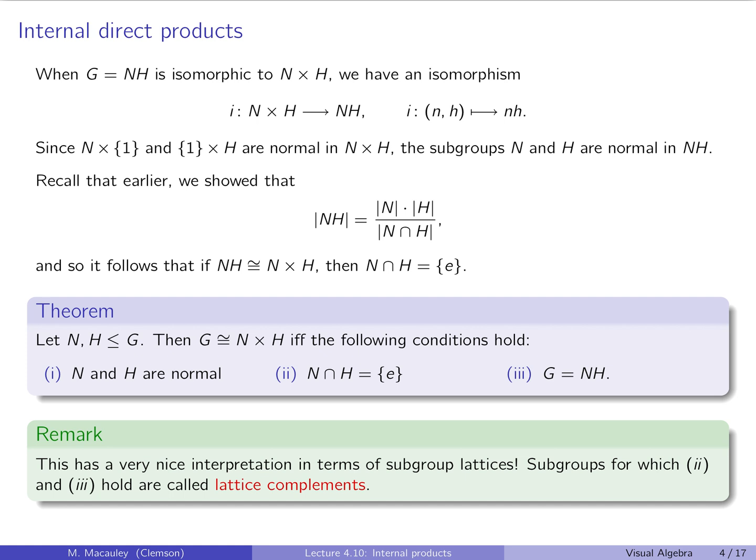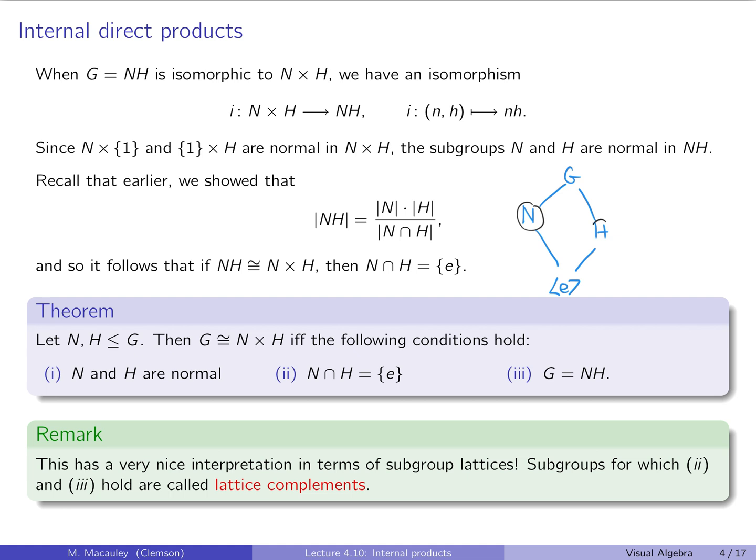This has a very nice interpretation in terms of subgroup lattices. Subgroups for which conditions 2 and 3 hold are called lattice complements. So together, these three conditions can be described as G having a pair of normal subgroups that are lattice complements. In terms of the subgroup lattice, this is usually fairly easy to spot by inspection. So if we have a pair of subgroups N and H, being lattice complements means that they intersect trivially and they generate the entire group.